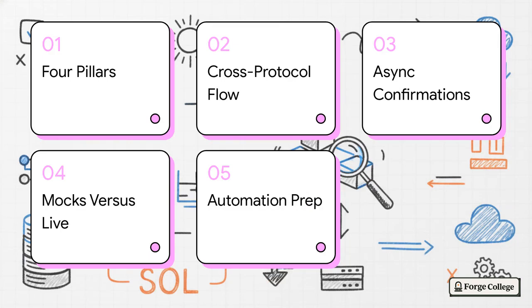So here's our schematic for today. We're going to construct an infallible machine to handle these really complex asynchronous Solana protocols with all the flaky chaos. We'll quickly hit the 4 pillars of testing, trace a real-world cross-protocol flow, figure out how to tame asynchronous confirmations, weigh mocks versus live integrations, and finally, get this whole blueprint ready for automation.